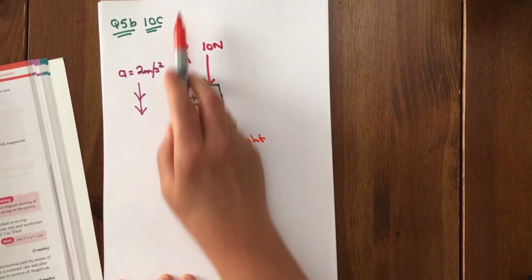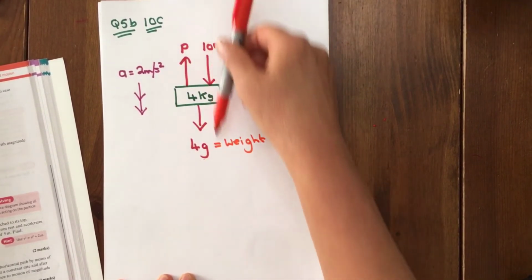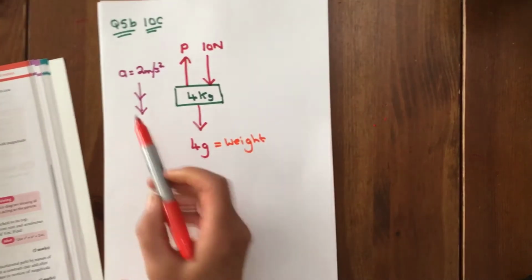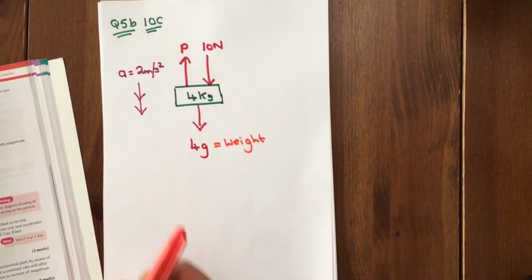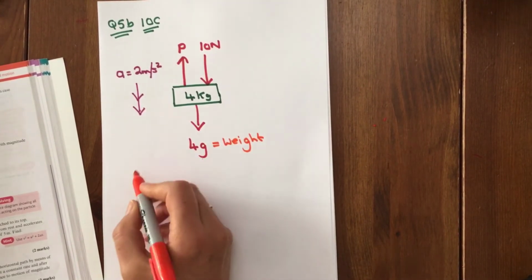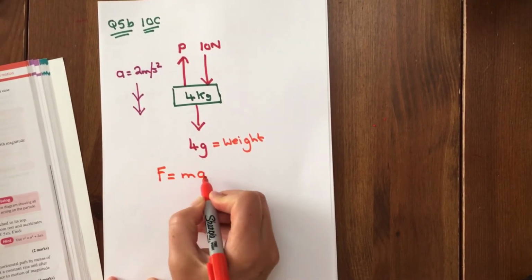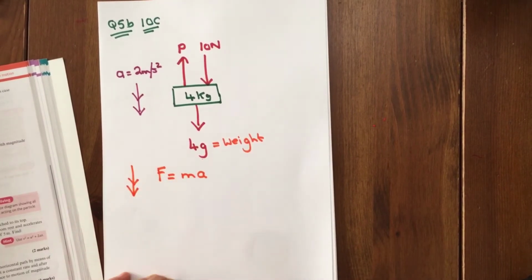I've got a pulling force of P going up on the object. And I've got another force of 10 acting down on the object. And this makes my object accelerate downwards. So now I'm going to do F equals ma. I'm going to resolve downwards on this object.